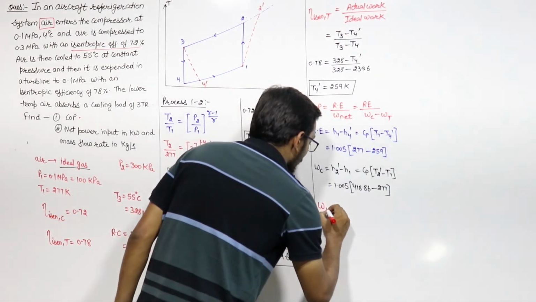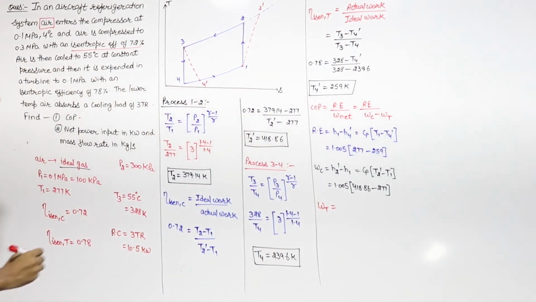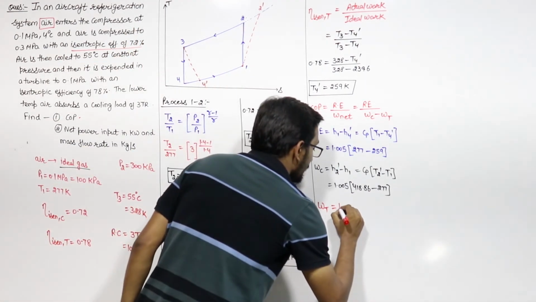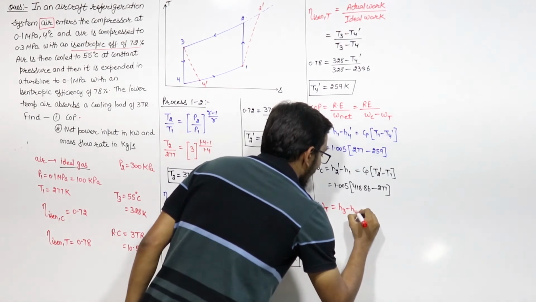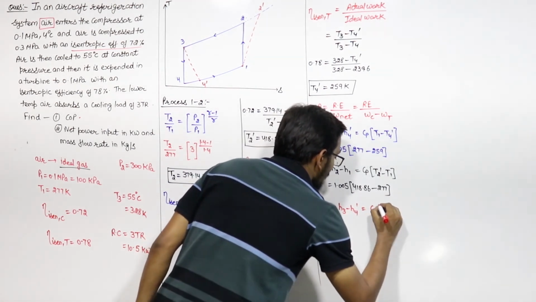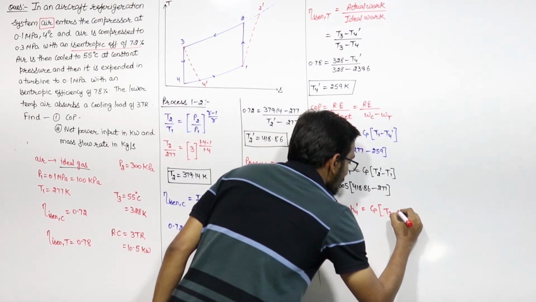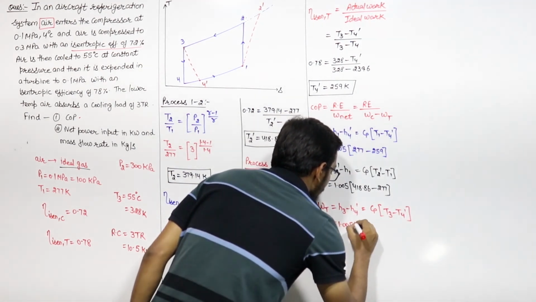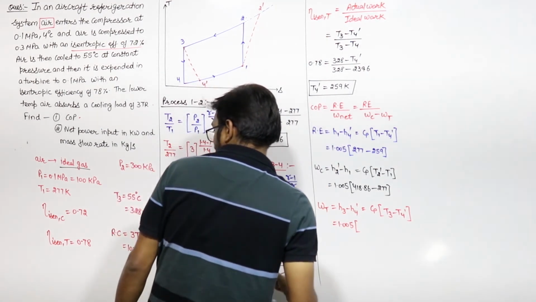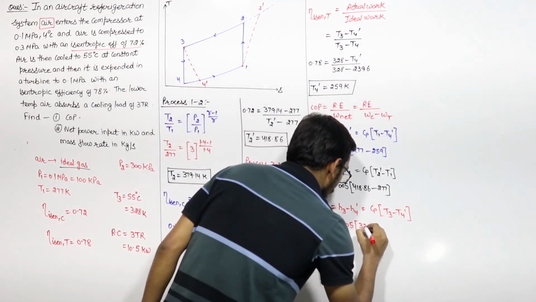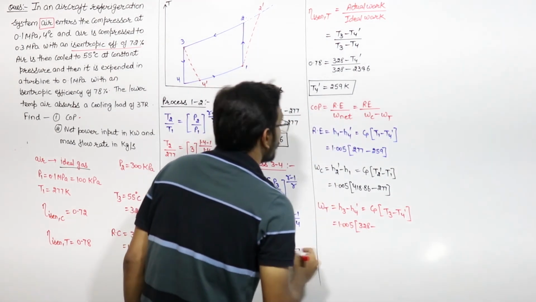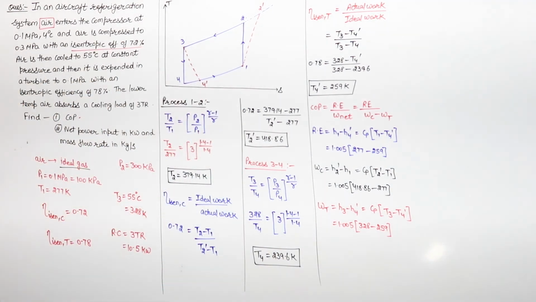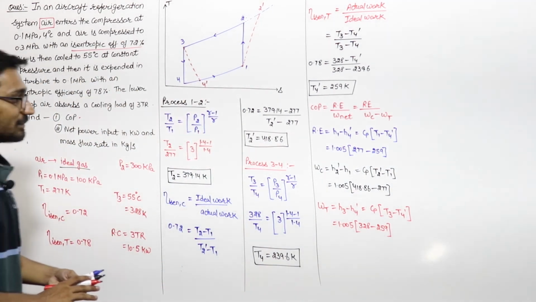Similarly, what is the turbine work? Work produced by turbine. Actual process is 3 to 4 dash. This is H3 minus H4 dash, and if it is an ideal gas you can write Cp into T3 minus T4 dash. This will be equal to 1.005 into T3, how much? 328, minus T4 dash 259. From here you will get the work produced by the turbine.